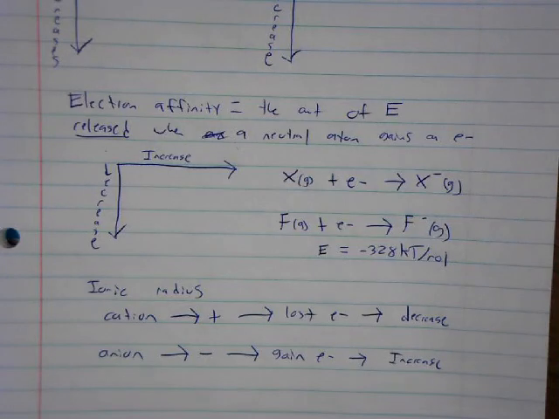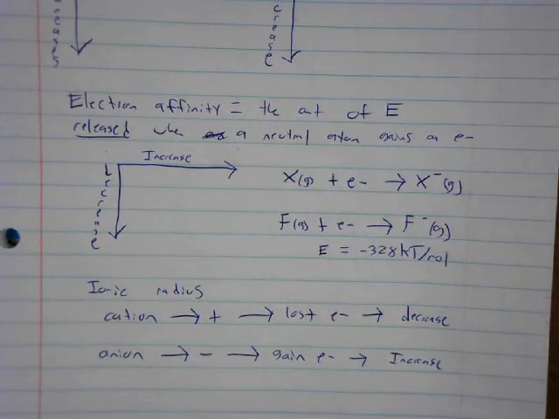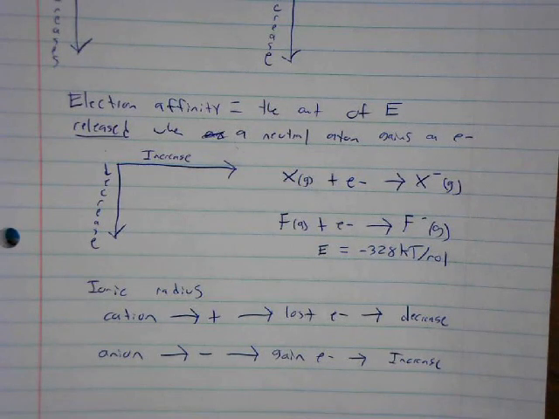The opposite will be true for an anion. An anion is a negative charge because it gained electrons. If I gain electrons, my ionic radius is going to increase. Why? Because if I have more like charges around the outside, what do those like charges want to do? Repel. They want to repel.